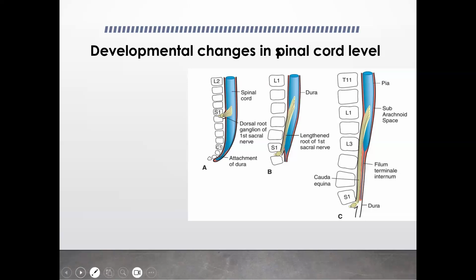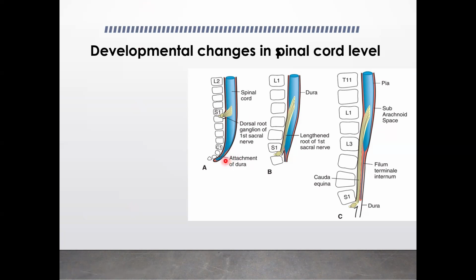So 3 months intrauterine life, it's coccyx. 6 months intrauterine life, it's ideally at S1. At birth, it's L3. At puberty, L2. Adult, between L1 and L2. So maybe someone can just tell us, why do you have those positional changes in the spinal cord levels?